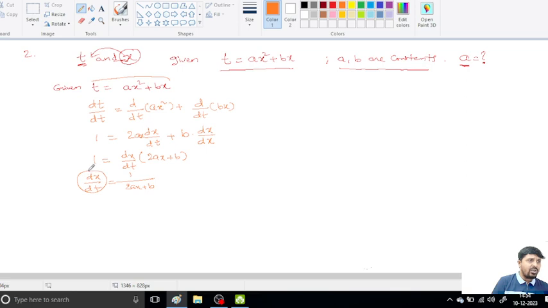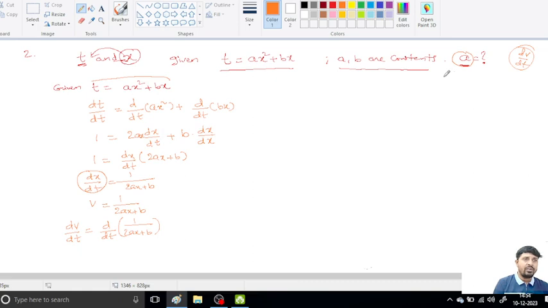Can you please tell me what is dx by dt? This is nothing but velocity. So velocity is equal to 1 over 2ax plus b. So what value do we have to find? Acceleration. We know acceleration is the rate of change of velocity over time, that's why we are again going to differentiate it with respect to time. Could you please tell me what we are going to write here? dv by dt is equal to d by dt of 1 over 2ax plus b.